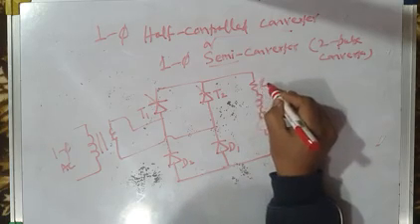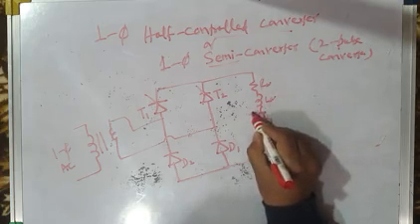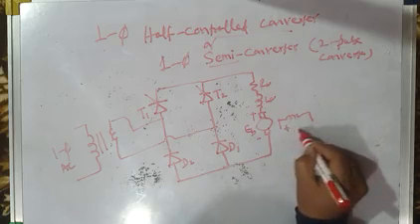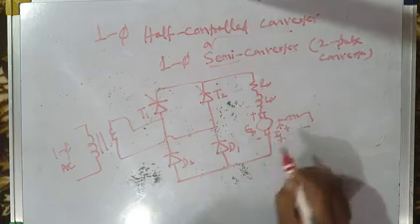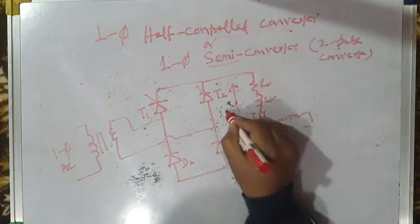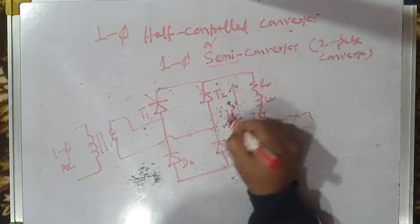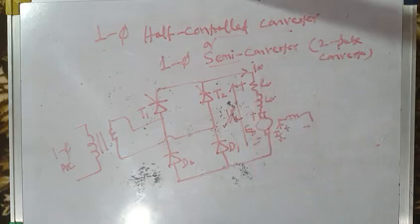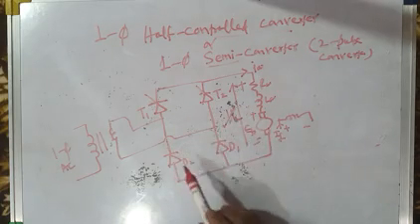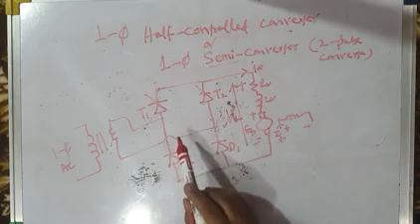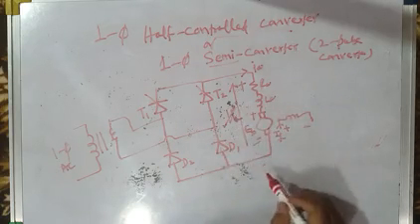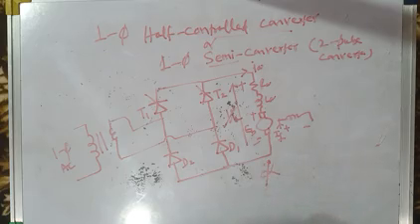This is the armature circuit resistance RA, inductance LA, back EMF EB. Field winding may be separately excited with field current IF, and armature voltage or output voltage is VA, which is controllable, plus minus, and armature current or load current is IA. So this is a single phase half controlled converter or single phase semi converter, where we have 2 thyristors and 2 power diodes.